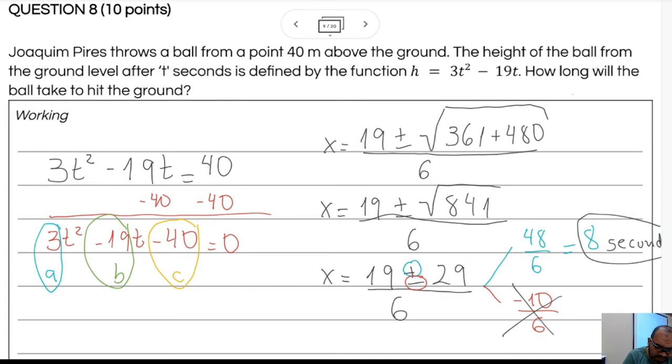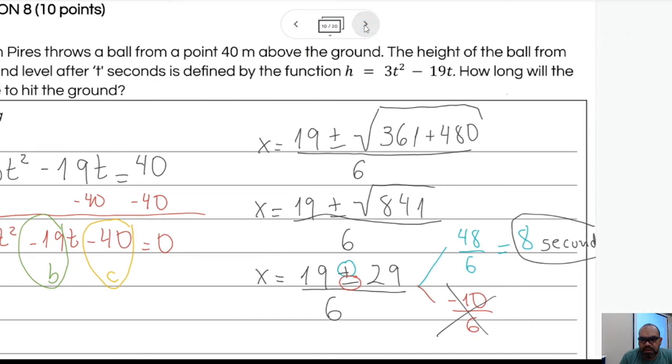And plug in the quadratic formula. After you plug in the quadratic formula, solve that formula. The positive result is adding 29, 48 divided by 6 is 8 seconds. And the second one is 19 minus 29, which is negative 10, divided by 6. Do we have a negative time? No, I don't have a negative time. Then I know how long it takes: 8 seconds.